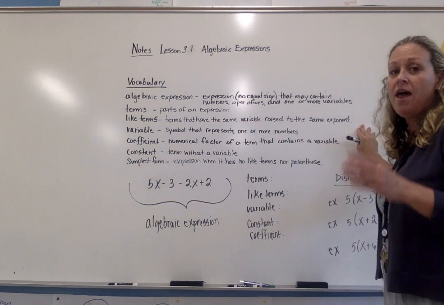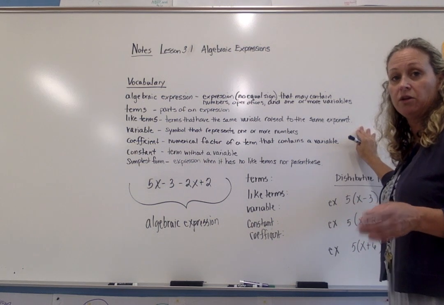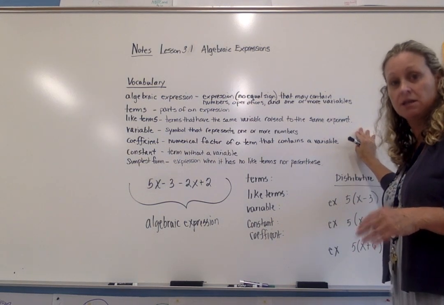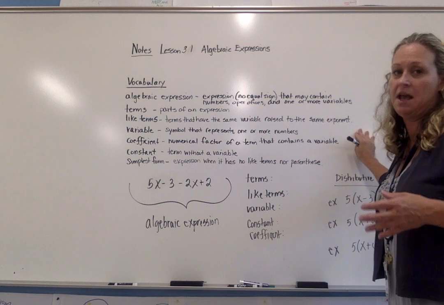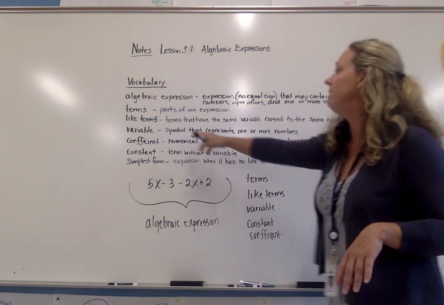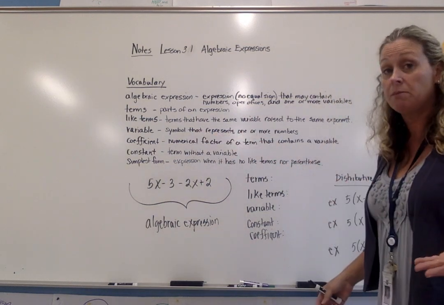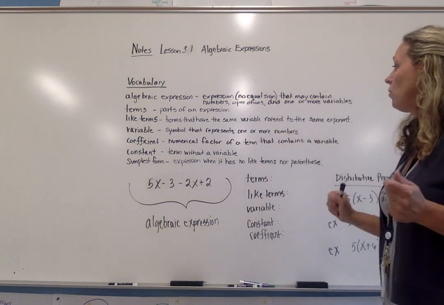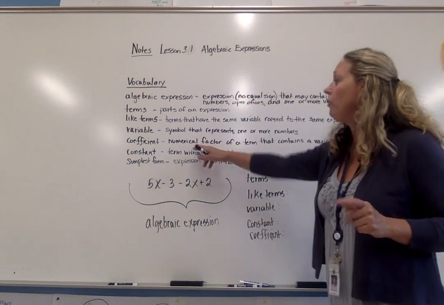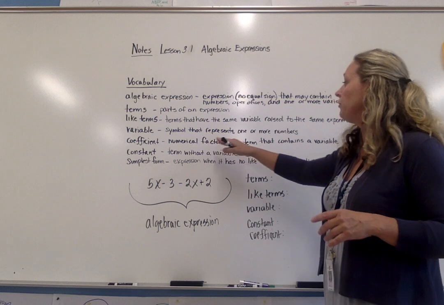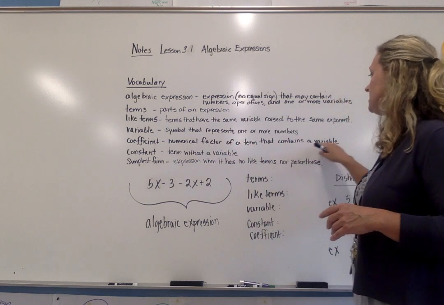So for example, x is the variable and can be added with other x's, but if it's x to the second, it can't be added with x. A variable is a symbol, typically a letter, that represents one or more numbers or values. The coefficient is the numerical factor of a term that contains a variable.